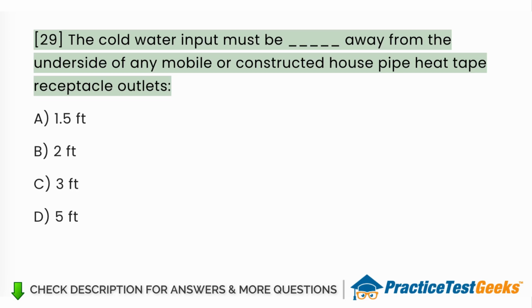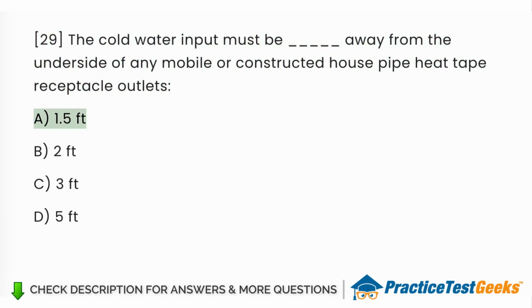D. Any of the following. The cold water input must be away from the underside of any mobile or constructed house pipe heat tape receptacle outlets. A. 1.5 feet. B. 2 feet. C. 3 feet. D. 5 feet.